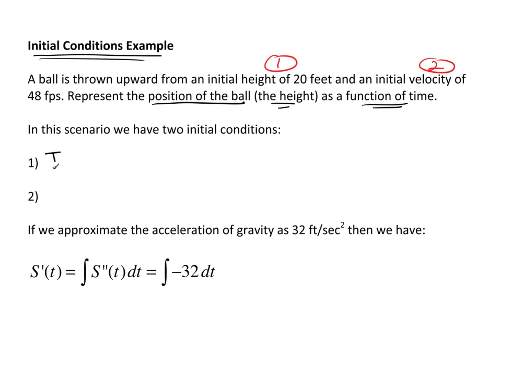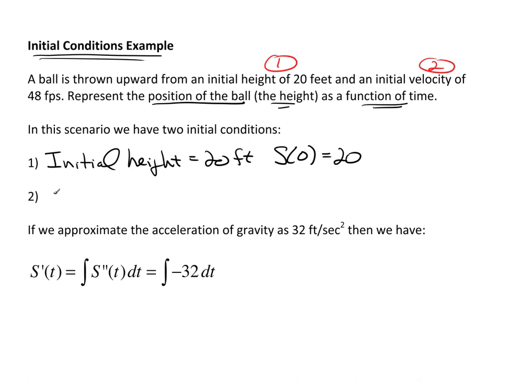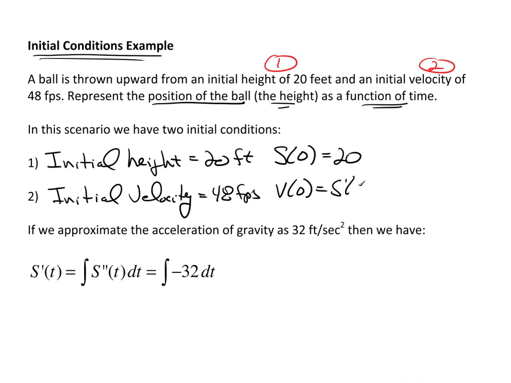So initial height is equal to 20 feet. Well, my position function, if I represent it with s, which we commonly do, that means s of 0, the initial height. When I launch it, where am I? f of 0 is equal to 20. It also gave me initial velocity. That equals 48 feet per second. That means the velocity function, v of 0, which is the same as f prime or s prime of 0, because the first derivative of position is velocity, must be equal to 48.